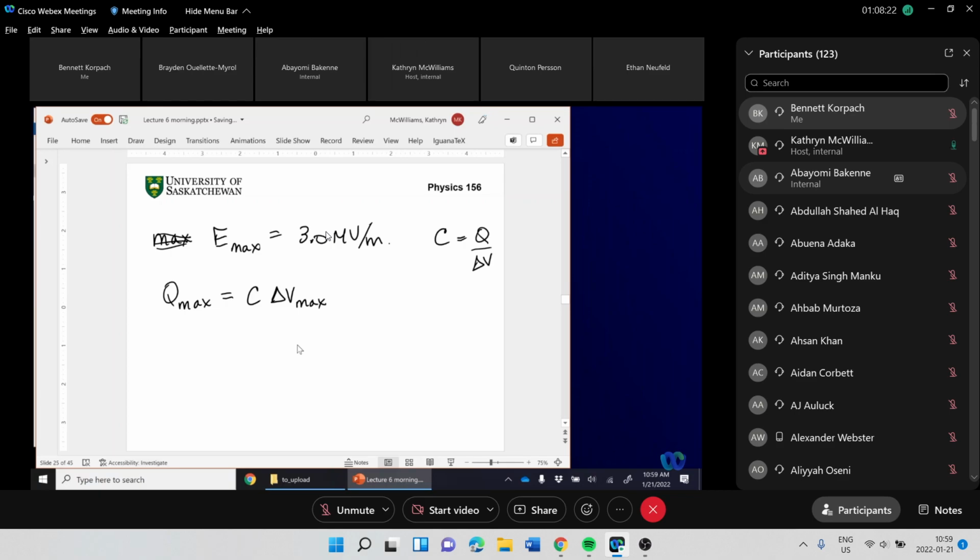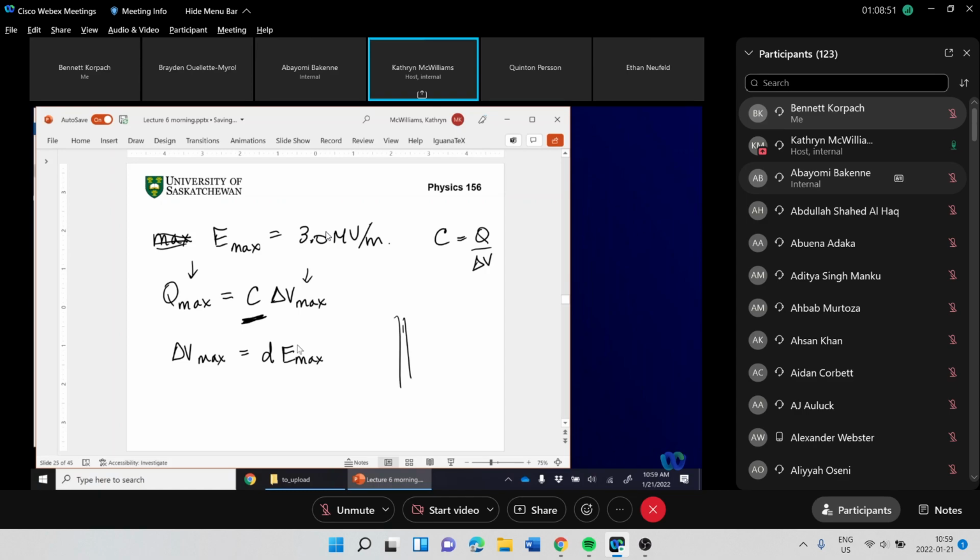So to find the maximum charge, we need to know the maximum voltage, and remember that C is the same because it's defined by the properties of the device, the area and the distance. It doesn't change. So C is the same. So Q and V are what we vary up and down to get what we want. Delta V max is equal to the distance between the plates times E max.